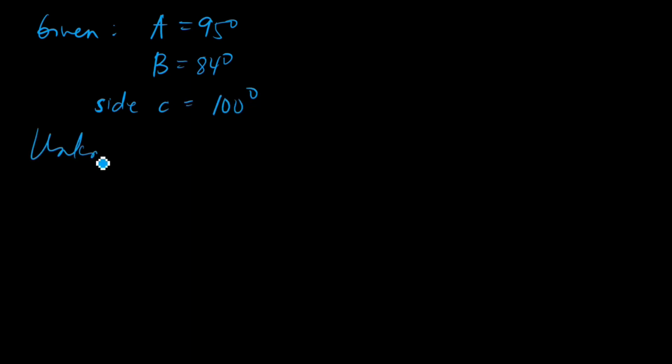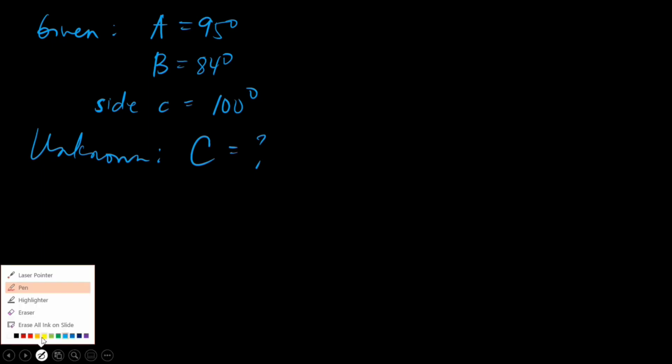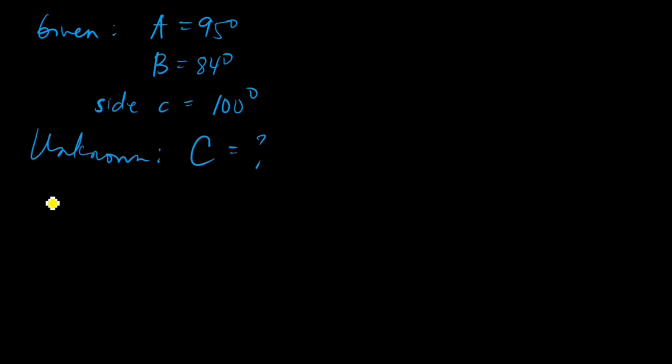So for the given, let us just write it. We do have big A measures 95 degrees. Big B measures 84 degrees. So we do have side c, small c, measures 100 degrees. And then for the unknown, what we need here is the big C. So we're going to use the law of cosines for angles.